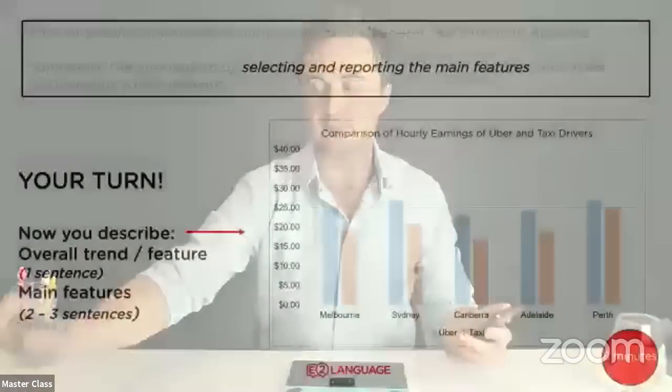Just reading some comments on YouTube here. Don't put any opinions in here about that taxis are having a tough competition with Uber. It's not about that. So no opinions, purely describing the data that you see. That's it. You've got about 3 minutes left.